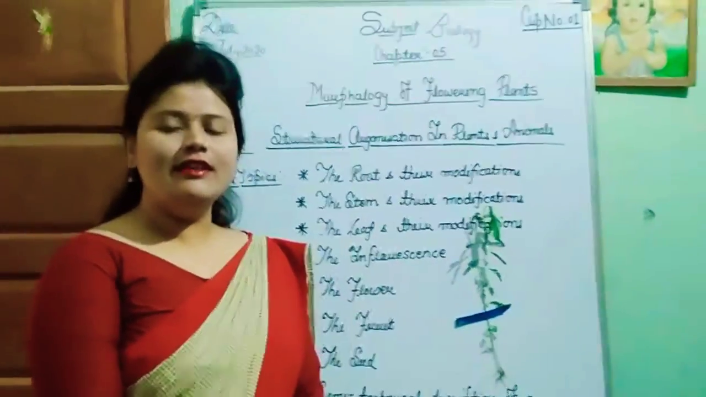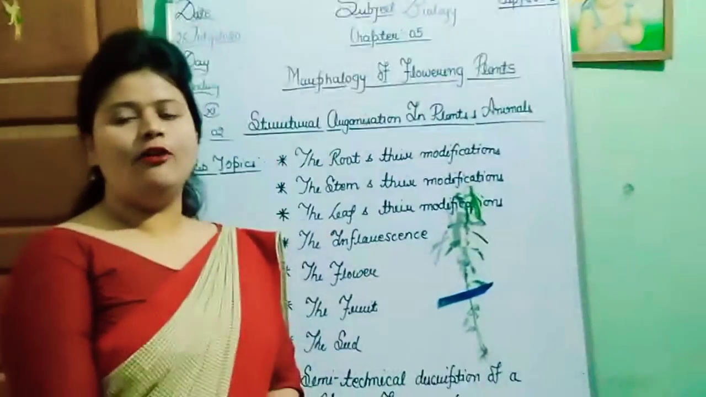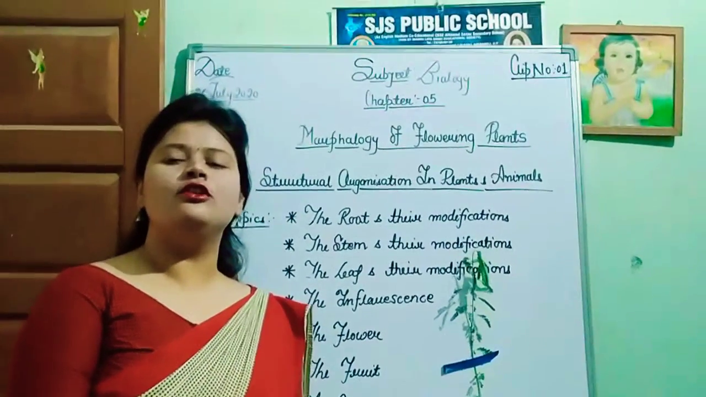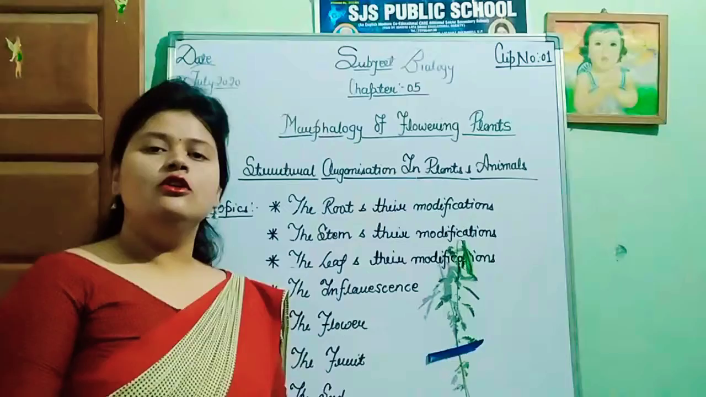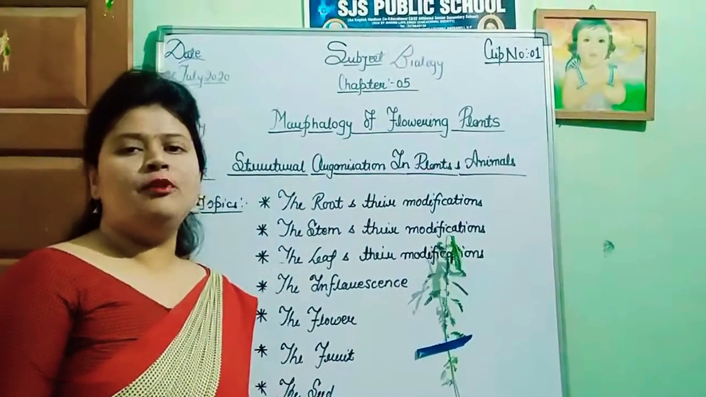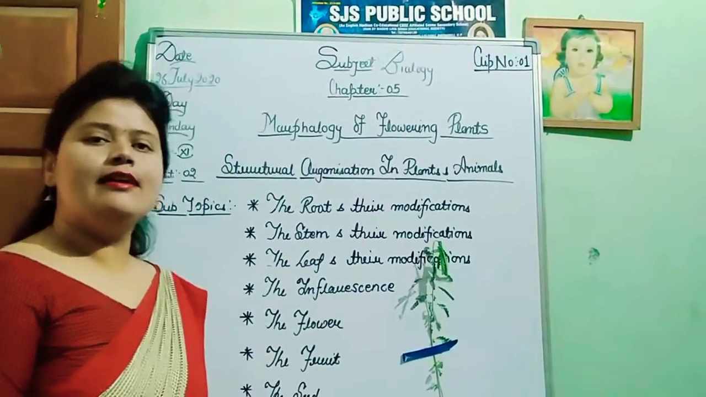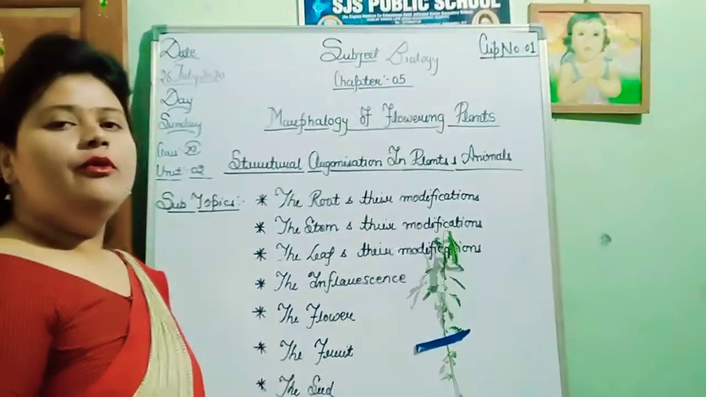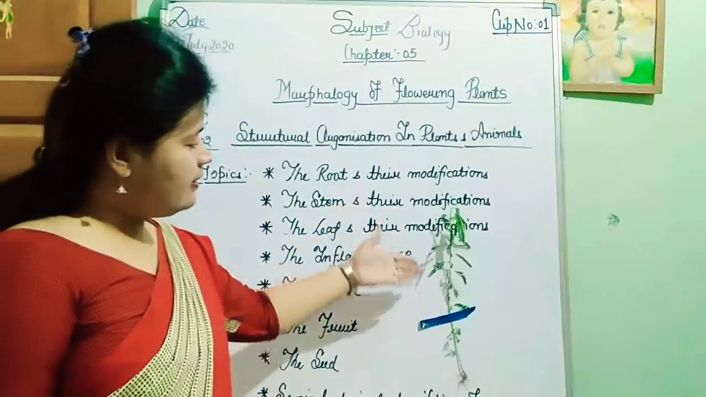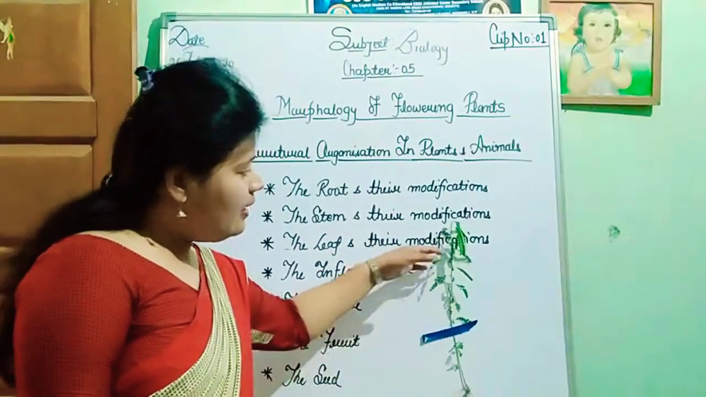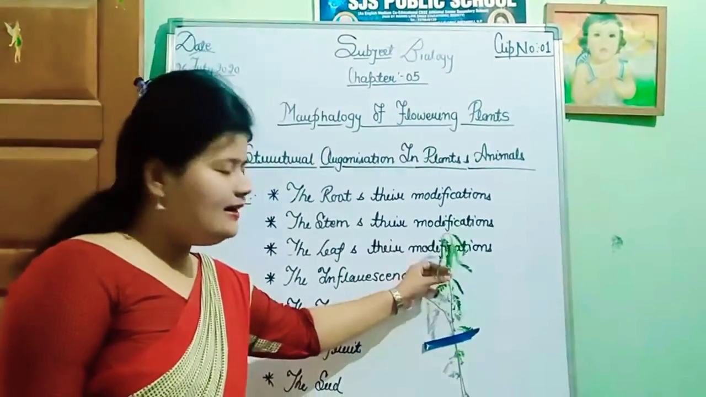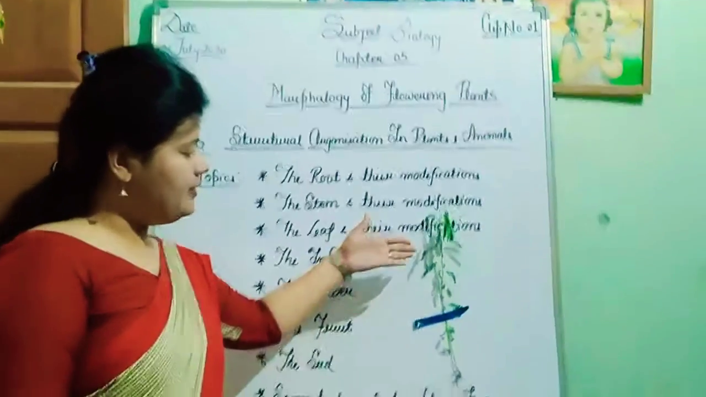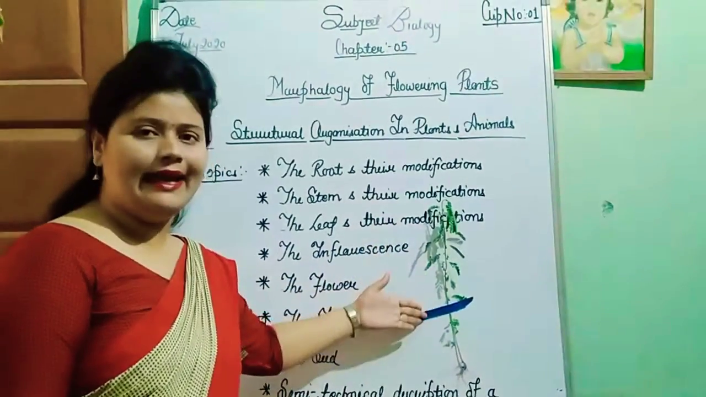Welcome. Once again, I am here in front of you with Chapter 5, which is Morphology of Flowering Plants. Now let us proceed towards the structure of our typical flowering plants. We are going to proceed towards the structures as shown on the board. I have pasted a simple structure of a flowering plant which you can see with the naked eye.